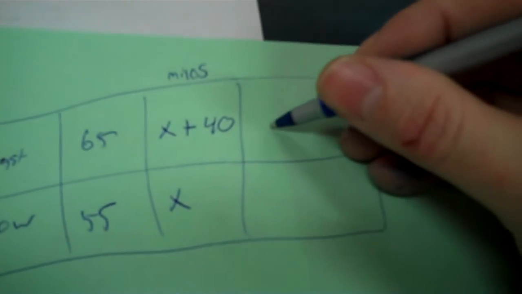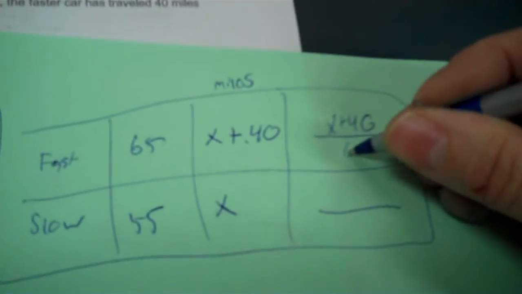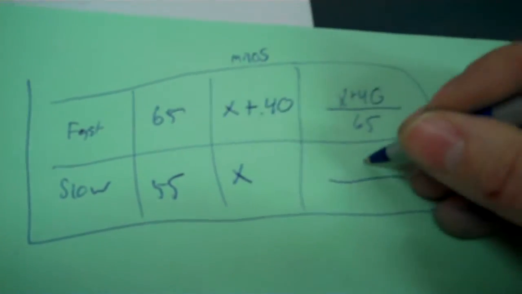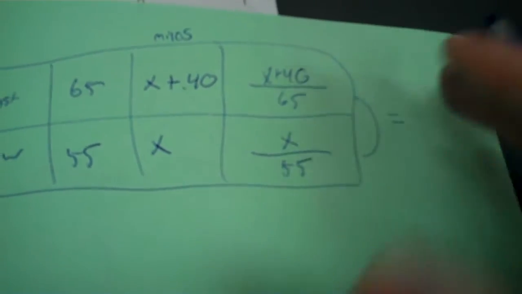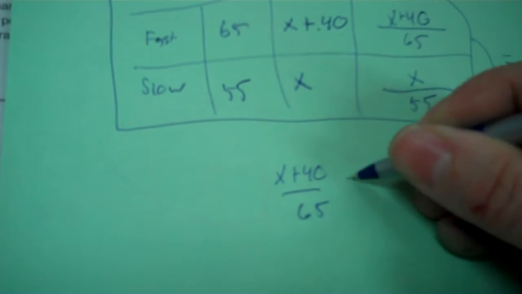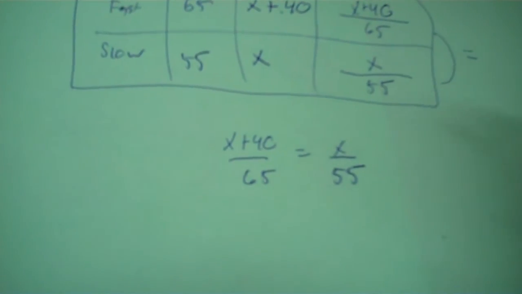Okay, so the time up here is the distance divided by speed. So the distance is X plus 40, and the speed is 65. The distance is X, the speed is 55. Okay, so then we set those equal to each other. X plus 40 over 65 is equal to X over 55. And then I have to solve for X.